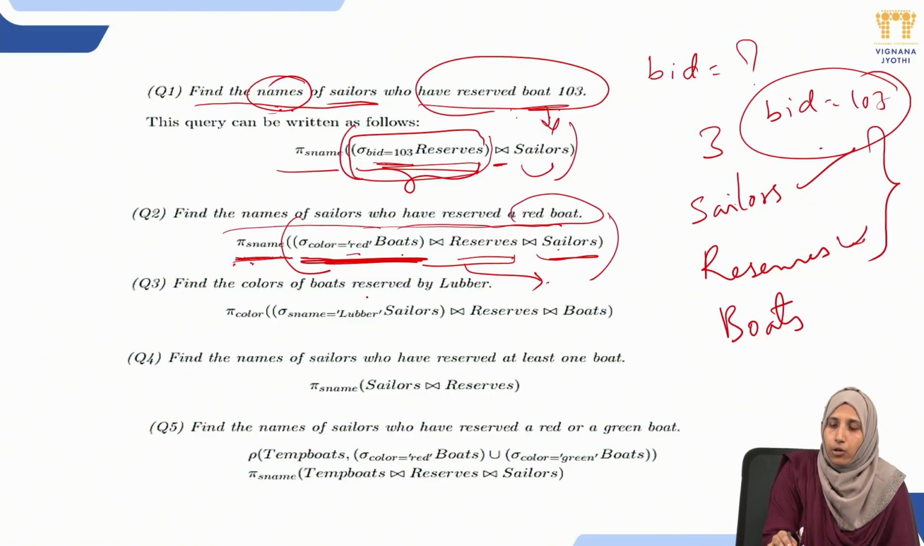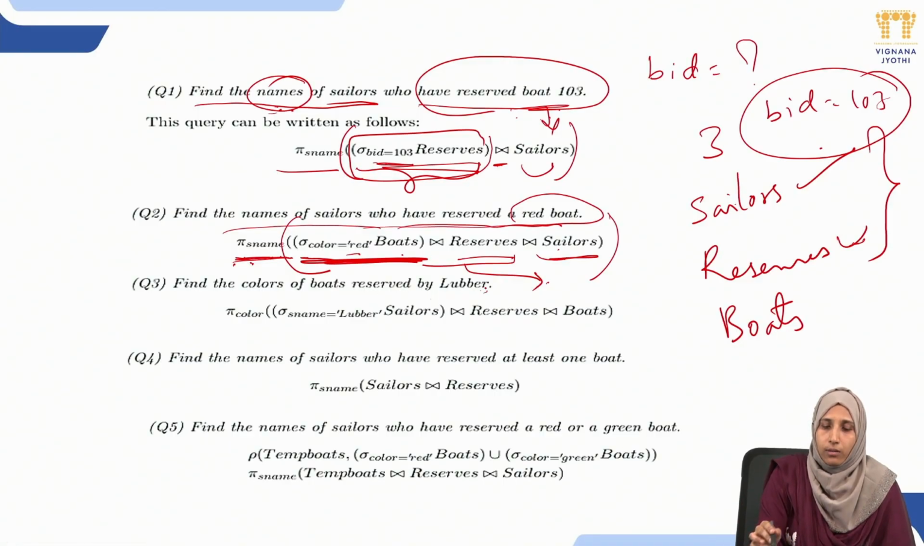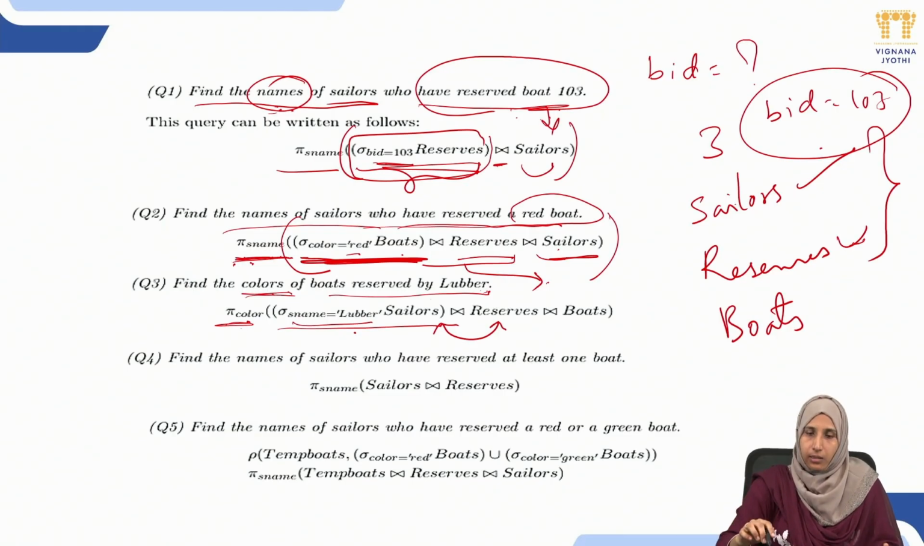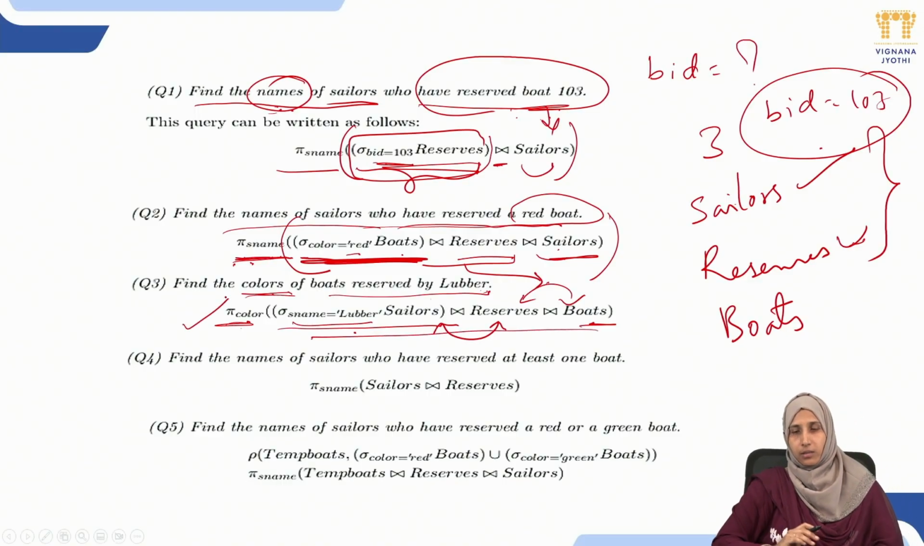The third one: find the color of boats reserved by Lubber. Find the color of boats reserved by Lubber. What do they want to project? The color. Always remember, whatever your final output is, you need to write under the projection operation. Whatever conditions there are, you have to mention under the selection operator. sname equals Lubber, which is in the sailors table, so you write it like this. Perform a join operation with the reserves table based on the common column SID. Then finally, to extract the color, you need the boats table. With the help of the common column BID, you apply a join operation. Then this will be your final result.